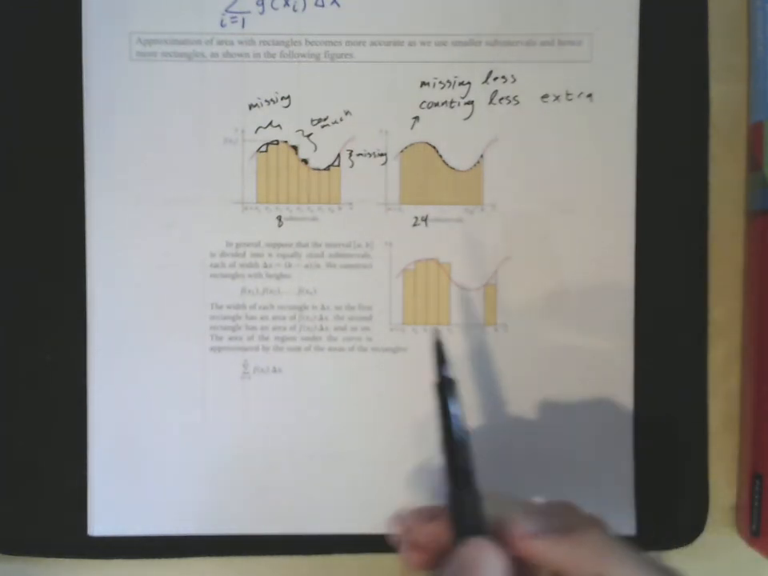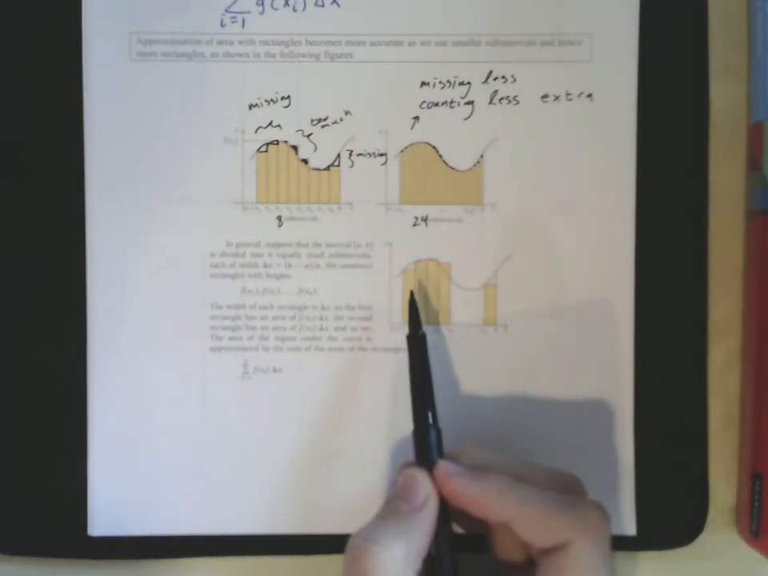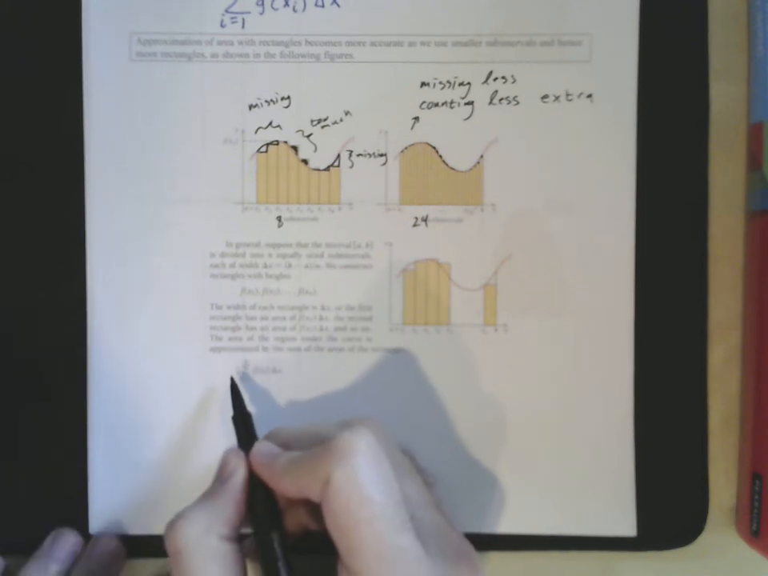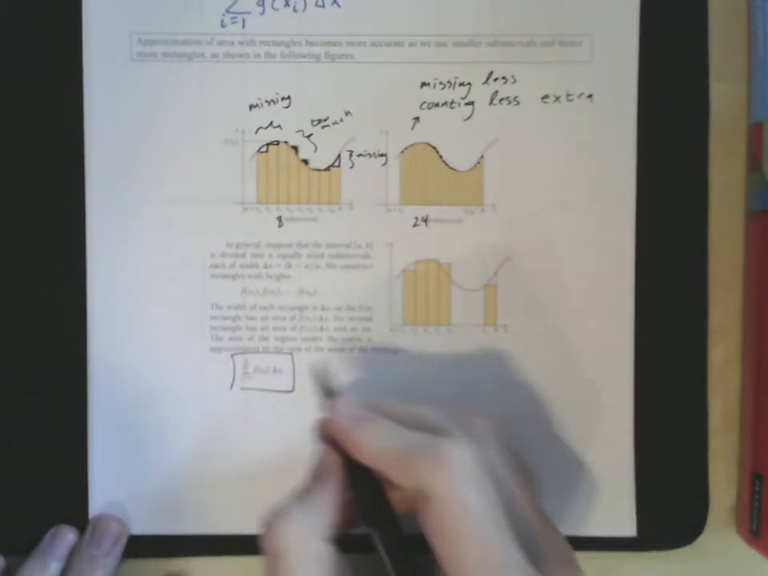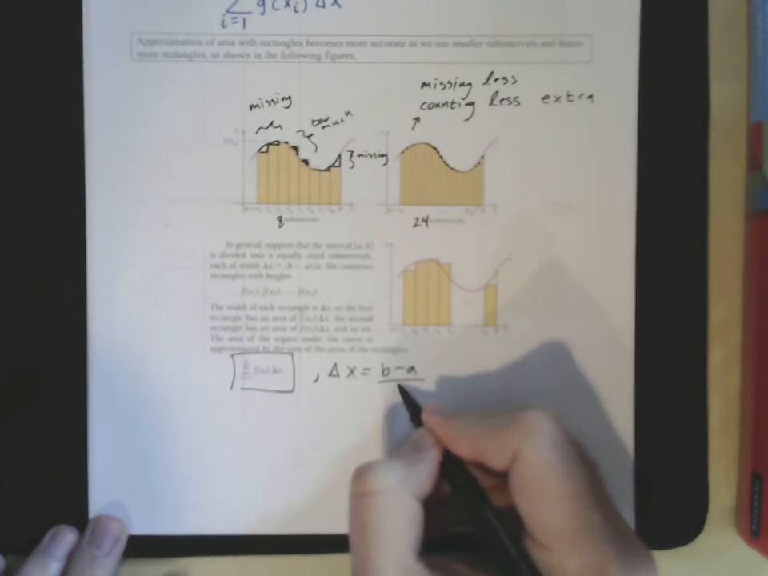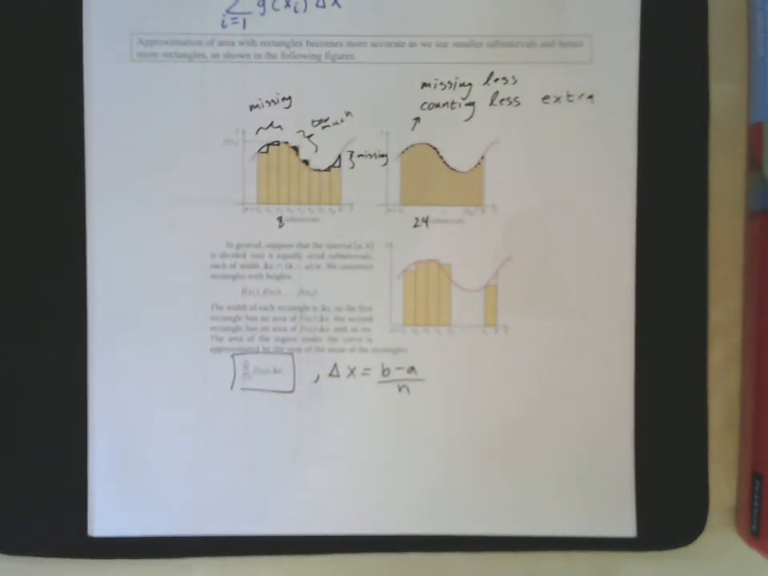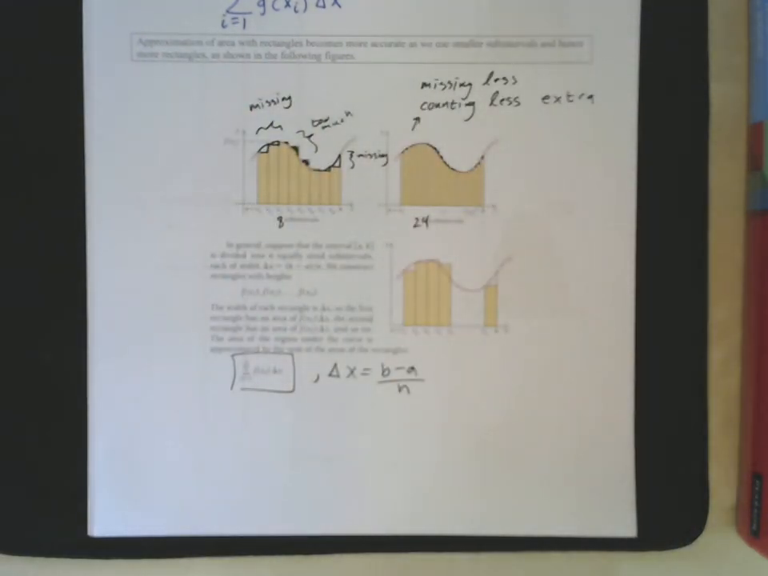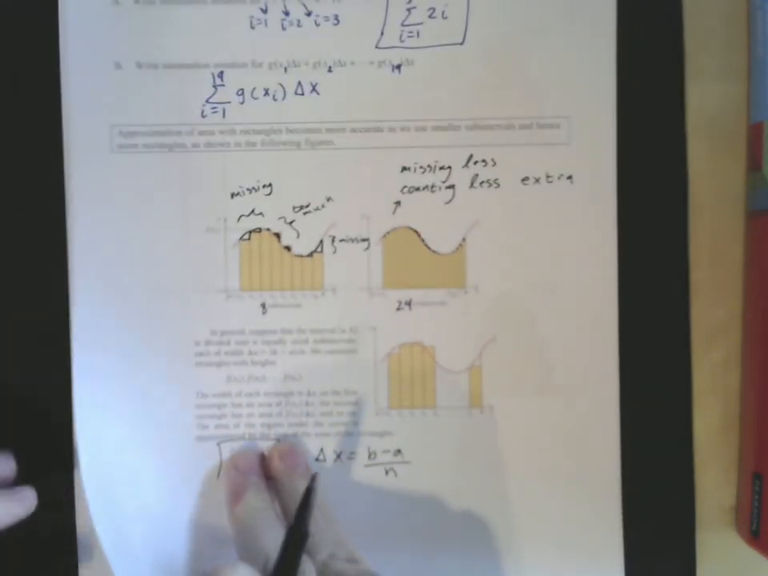And in the construction, the width and the height don't change. The width is still always delta x. Delta x is always b minus a over n. And our height is always f of x sub i. We always pick those, so we don't have to worry too much about getting that. But the big thing here is the more subintervals you have, the more accurate you are. So let's go ahead and construct our own here on the next page and do a couple of examples.